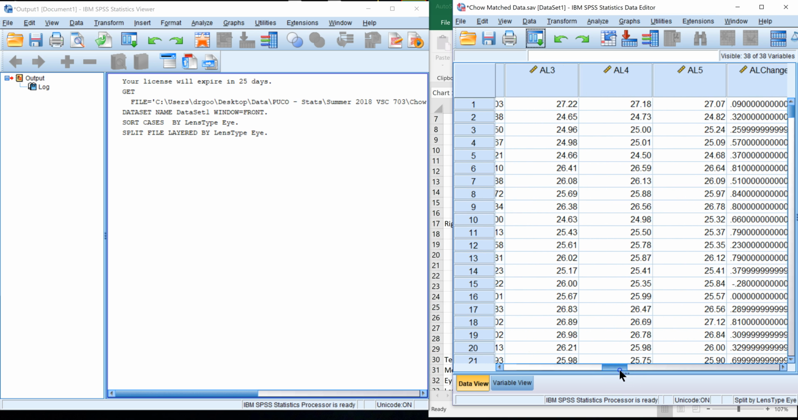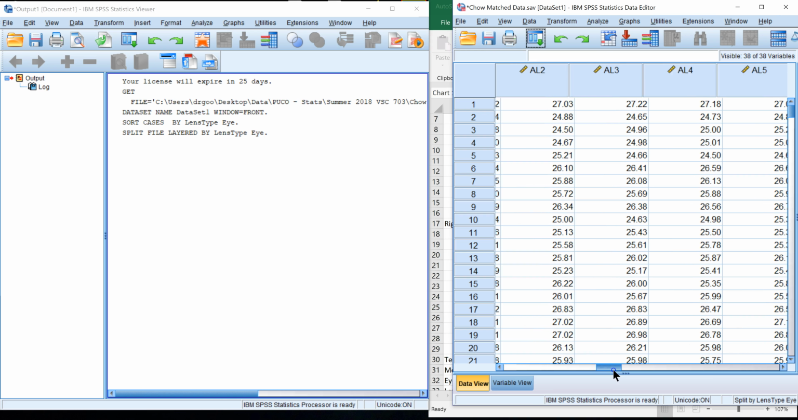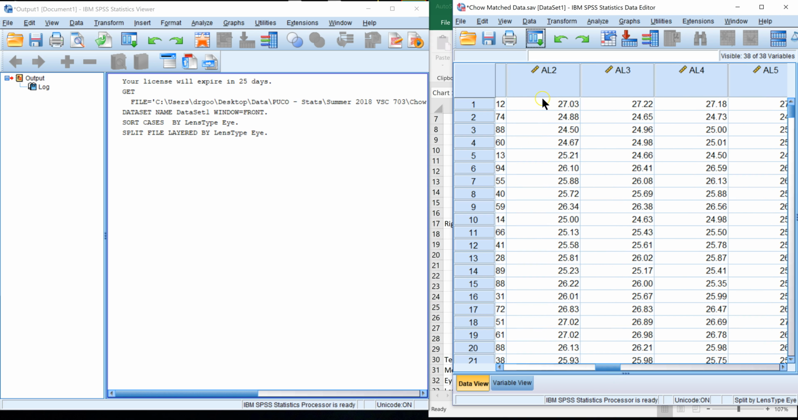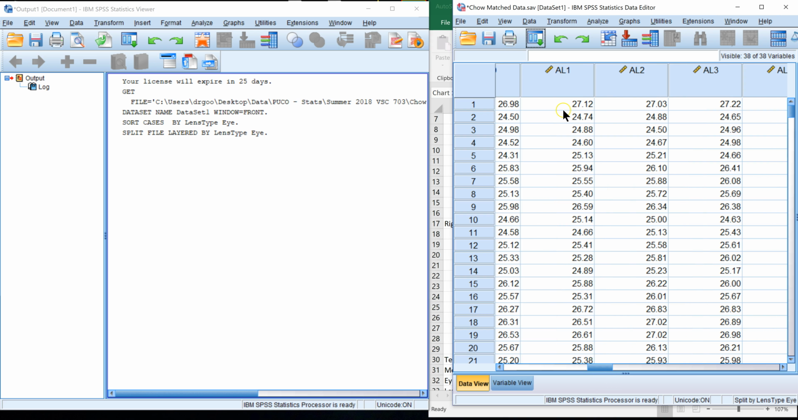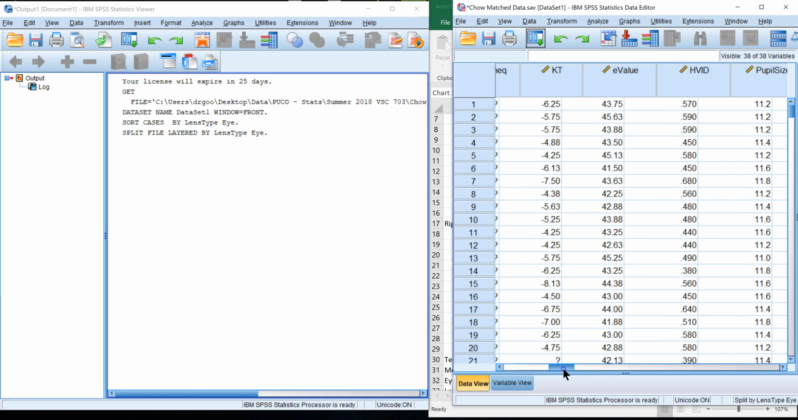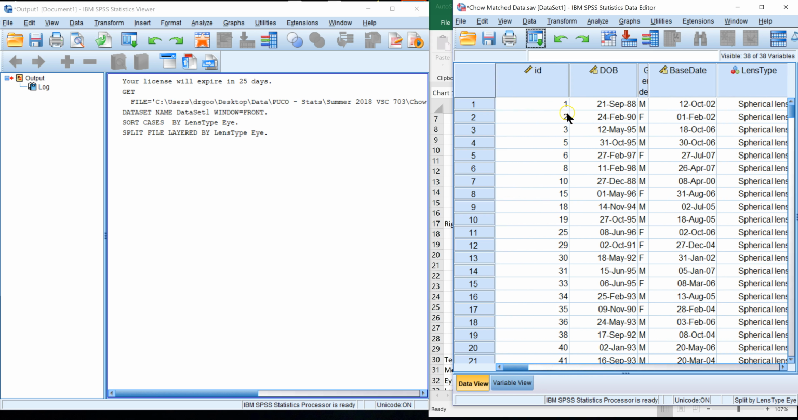3, 4, and 5. Now, the thing to notice here is that our axial length is laid out, repeated measure is laid out horizontally. That is, each of the years are on a single row. We have to split by I because in this layout you can't do a repeated measures. You can't, even though I is repeated, you can't use it in this layout.